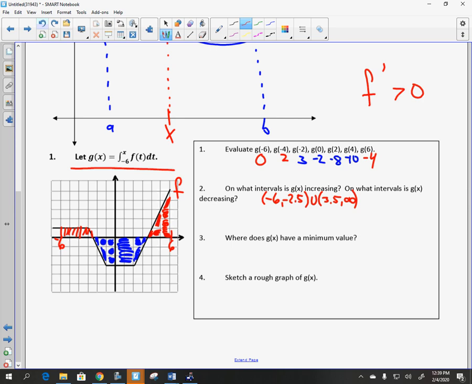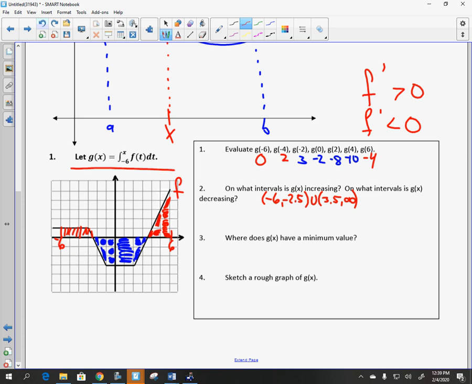So you can look at it two ways. You could say, hey, I'm going to look at where I'm gathering positive area, and that's going to be where it's increasing. Or you could say, well, the derivative of g prime is simply this function. Wherever it's above the x-axis, that's where it's positive or increasing, and then wherever it's below, that's where it would be decreasing. What intervals is g of x decreasing? Well, wherever f prime is less than 0.